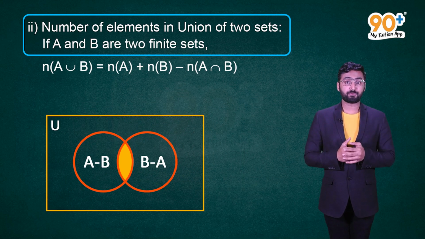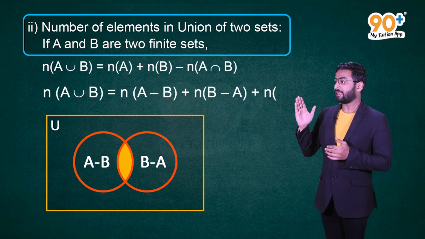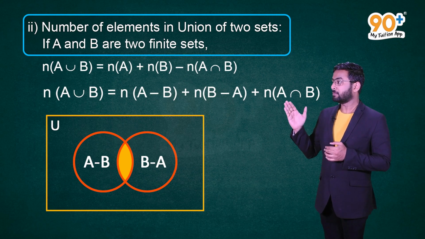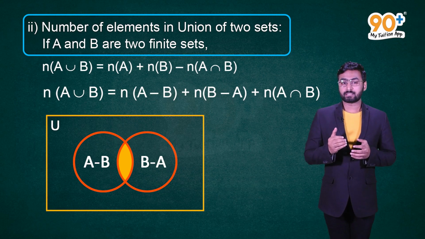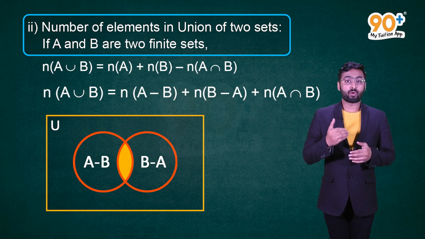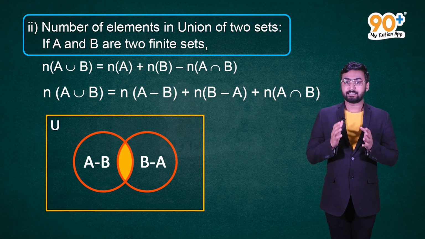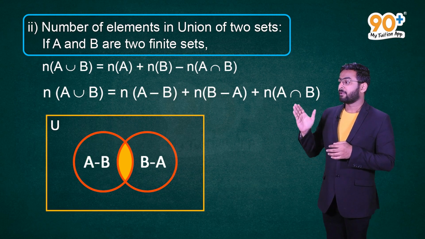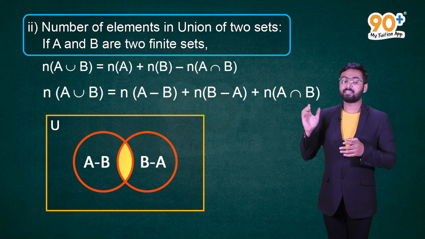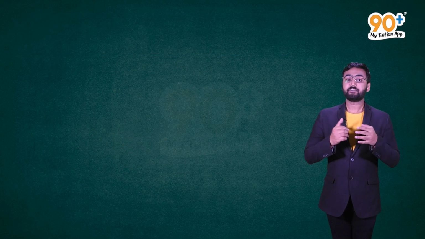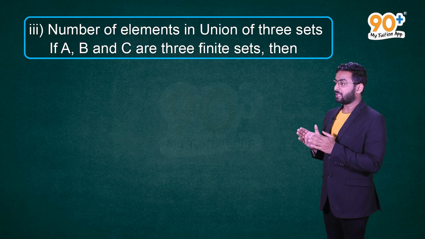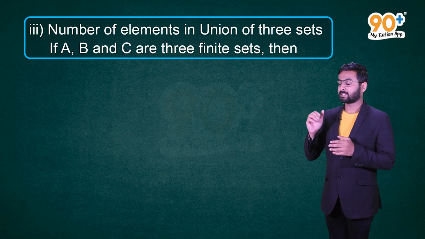We can also write this as n of A minus B plus n of B minus A plus n of A intersection B, because A union B can also be expressed as the sum of three disjoint sets, that is A minus B, B minus A and A intersection B. The third one is number of elements in union of three sets.